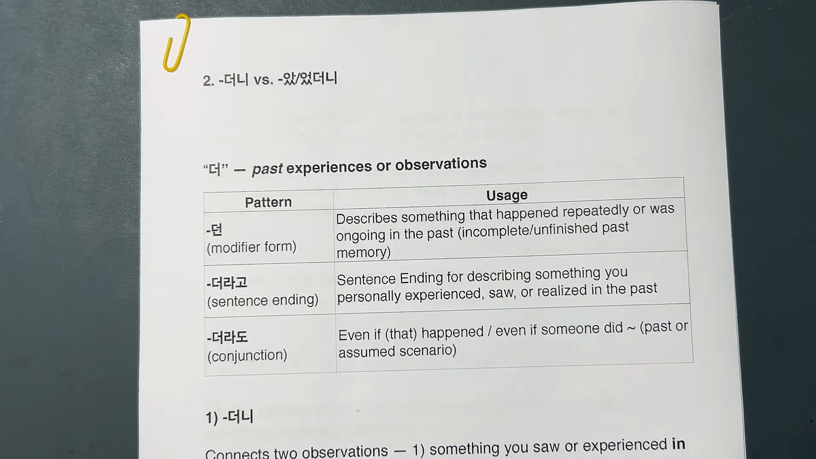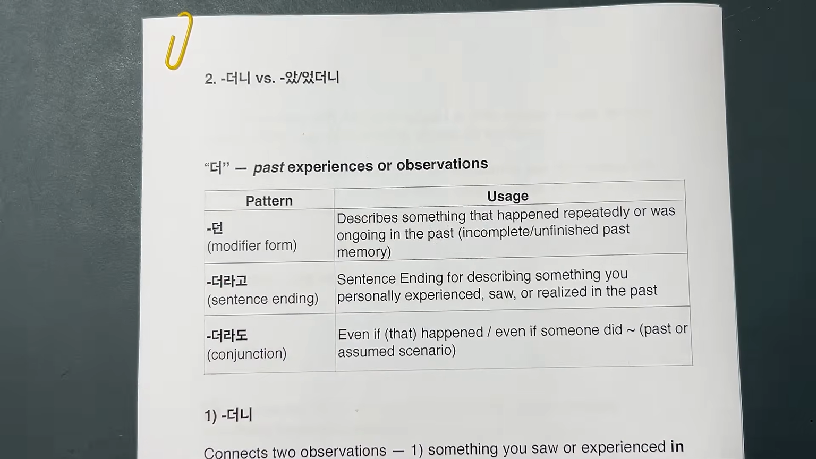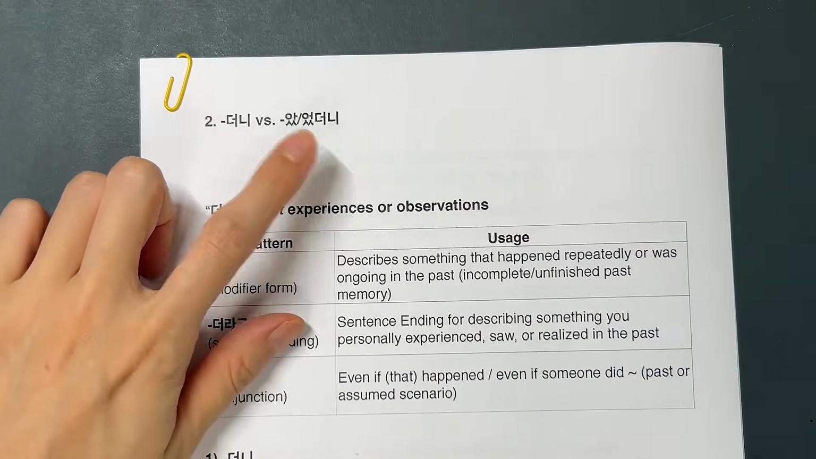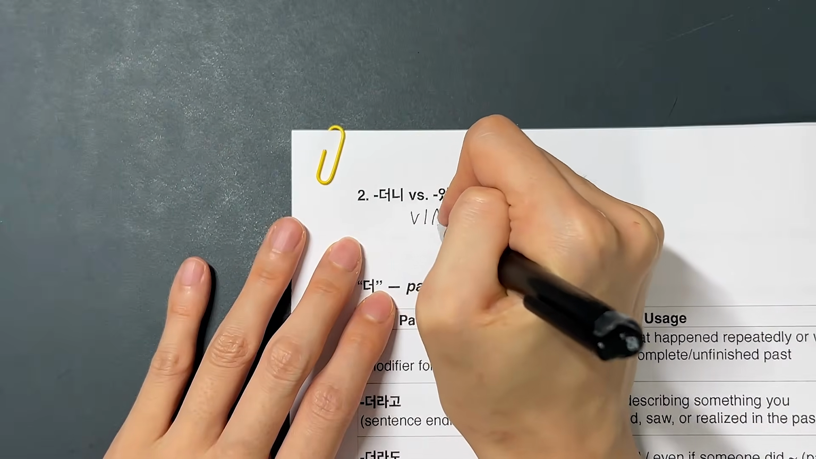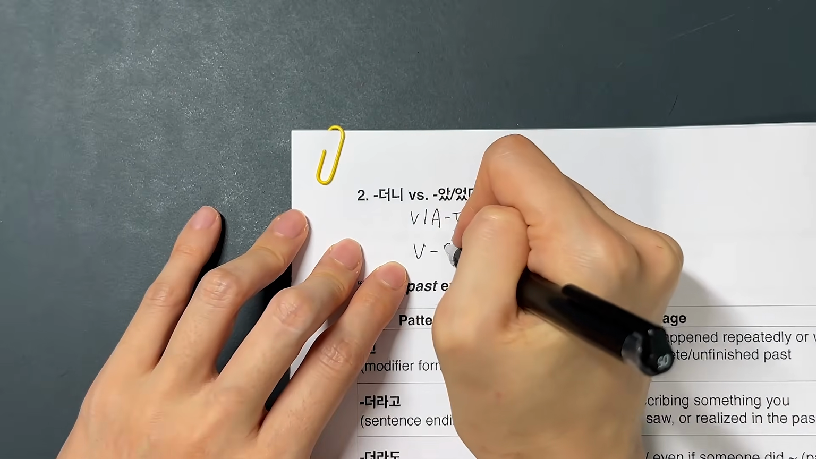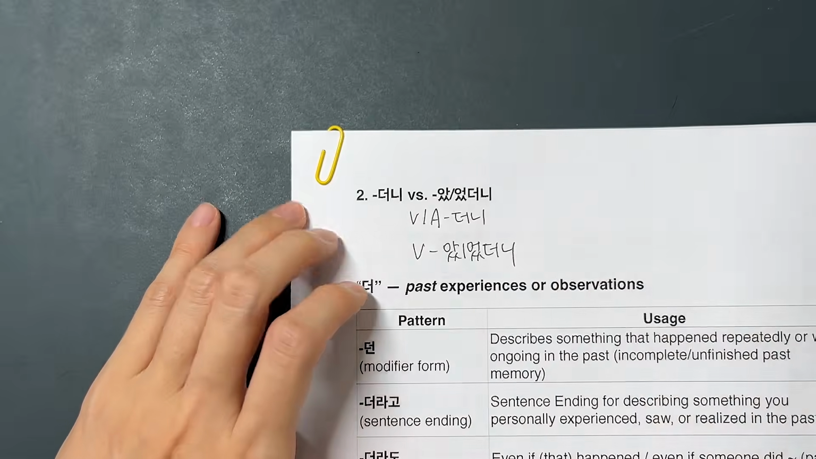So this is true in patterns like 던, 더라고, 더라도, and 더니 and 았/었더니 that we'll learn right now. So let's dive into it. And the first difference between 더니 and 았/었더니 is that 더니 can be used both with verbs and adjectives, whereas 았/었더니 can only be used with verbs. So that's the first grammatical difference.